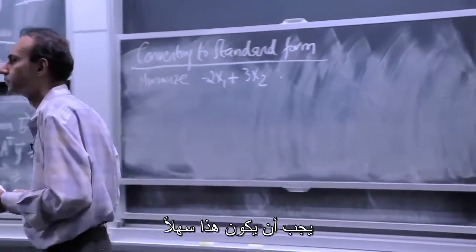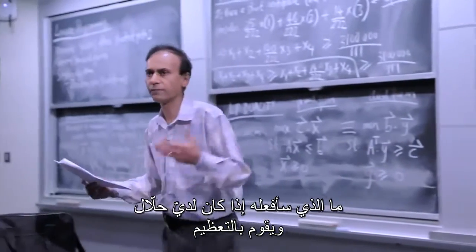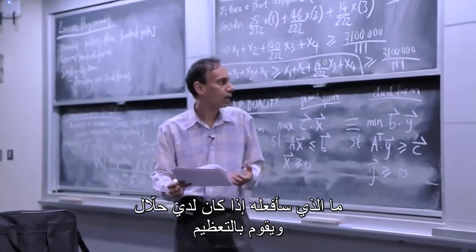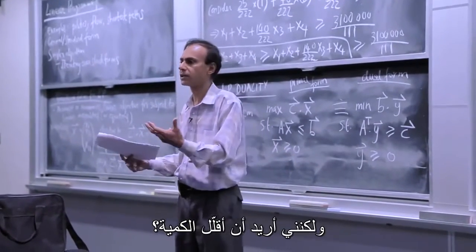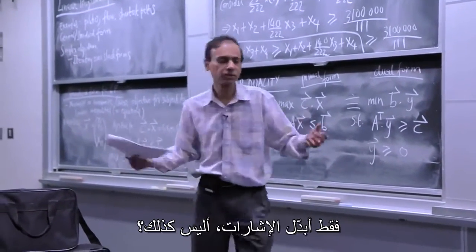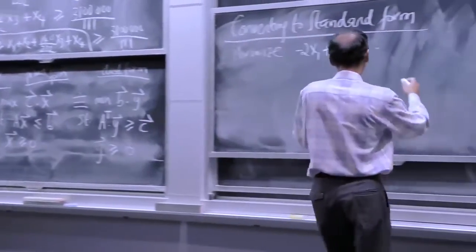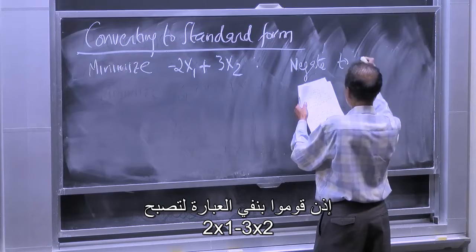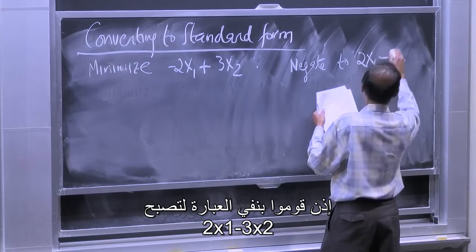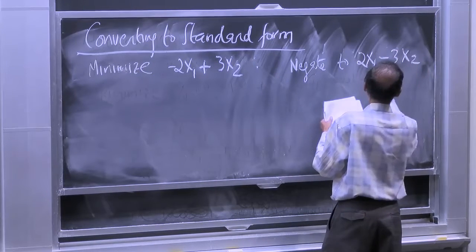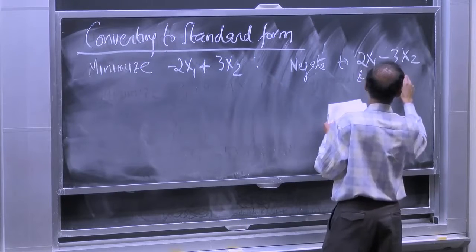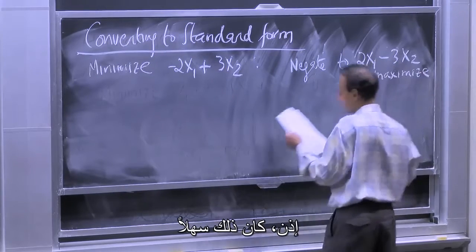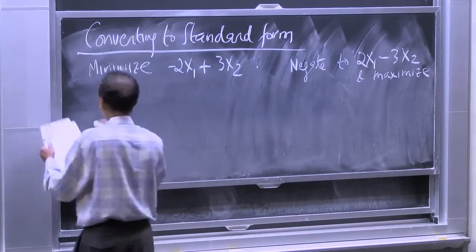Should be easy. What do I do if I had a solver that was maximizing, but I want to minimize the quantity? Just switch the signs, right? Right. So negate to 2x1 minus 3x2 and maximize. So that was easy. This is a tricky one.